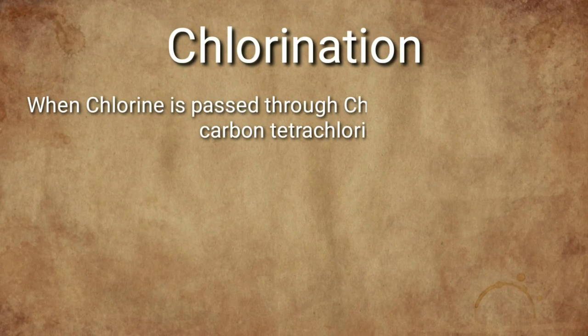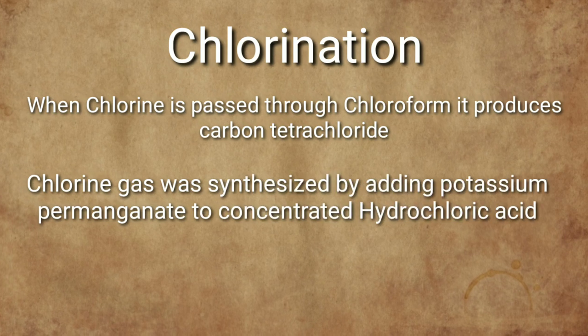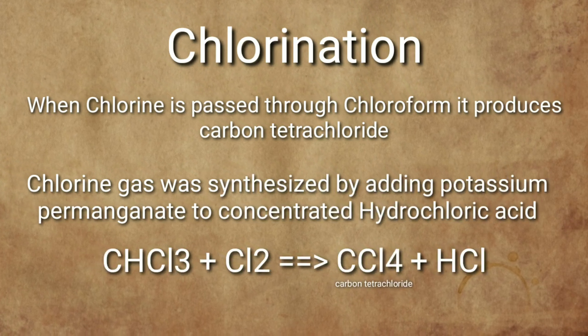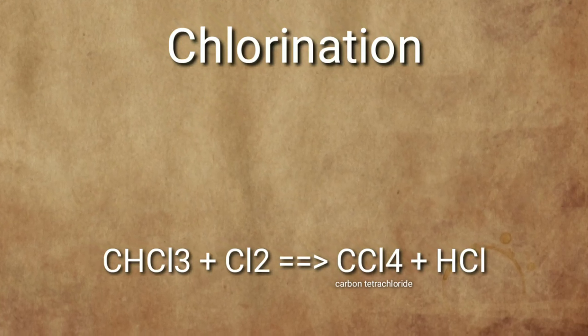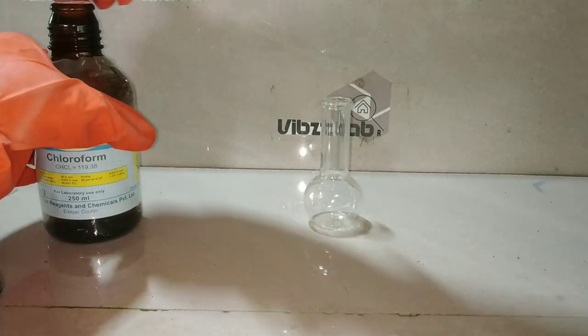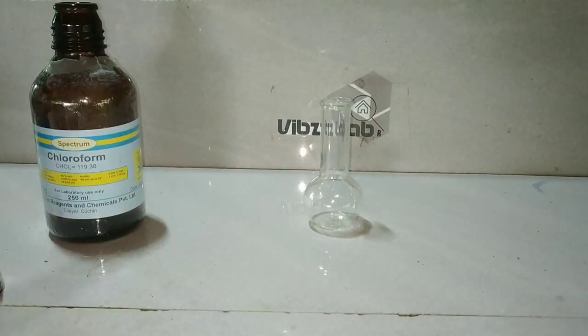The chlorination of chloroform. When chlorine gas is passed through chloroform, it forms carbon tetrachloride. In this reaction, we produced chlorine gas by reaction of potassium permanganate with concentrated hydrochloric acid.